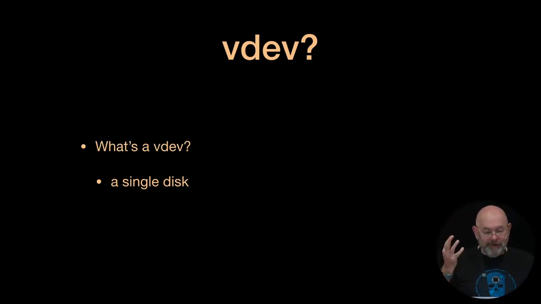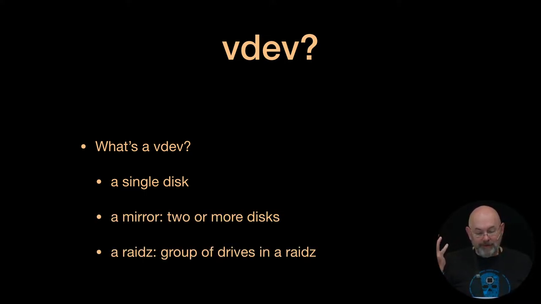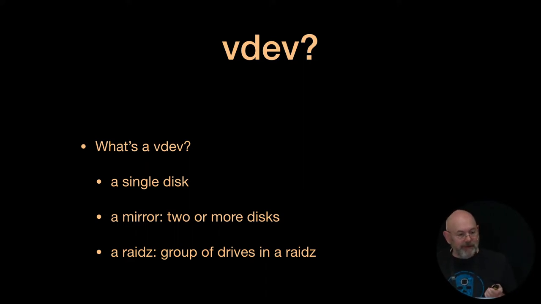Again, grossly simplified because it's skipping over spares, logs, cache, and files, which you don't want to know about because this is a newbie talk. What's a VDEV? A VDEV is a single disk. A VDEV can be a mirror of two or more disks, or a VDEV can be a RAID-Z, which we've already covered all these terms. So why do you need to know about a VDEV? Because you create a zpool from a VDEV. Did I get that right? Okay.